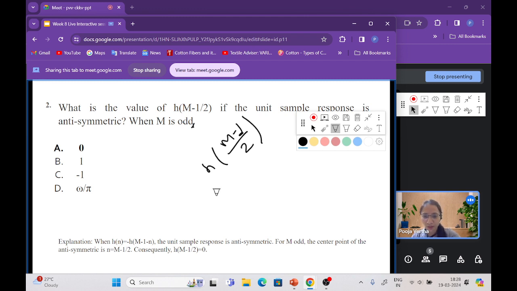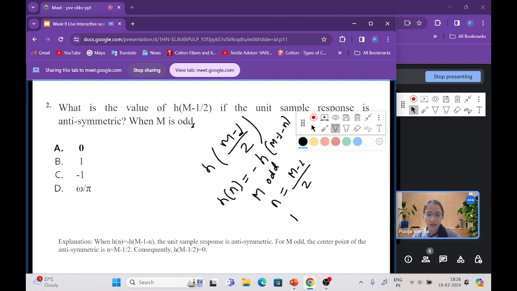As we know, for a linear phase FIR filter, h(n) is equal to minus h(M-1-n). And M is odd, and the unit sample response is antisymmetric. So for M odd, the center point of the antisymmetric function is n equal to (M-1)/2. Consequently, h((M-1)/2) must be 0. Or you can take any example.